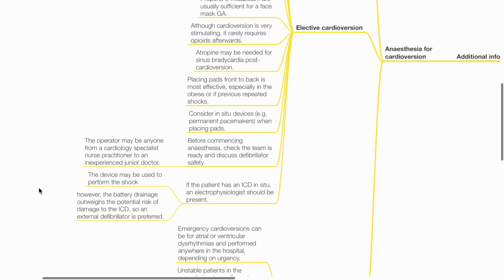Prior to anesthesia, check the team is ready and discuss defibrillator safety. The operator may be anyone from cardiology specialist, nurse practitioner, or inexperienced junior doctor. If the patient has an ICD in situ, an electrophysiologist should be present. The device may be used to perform the shock, however battery drainage outweighs the potential risk of damage to the ICD, hence external defibrillation is preferred.